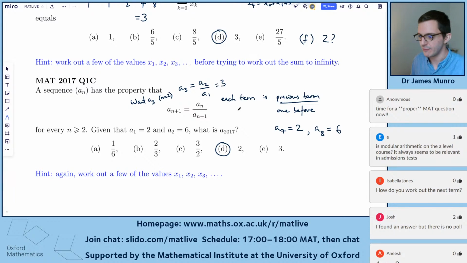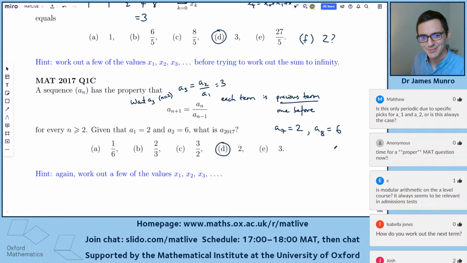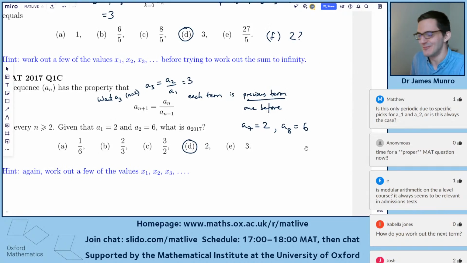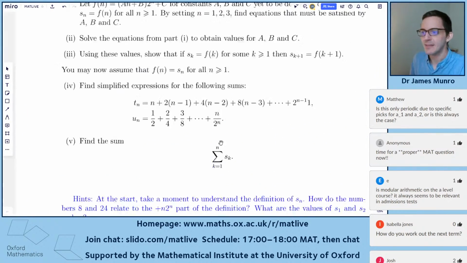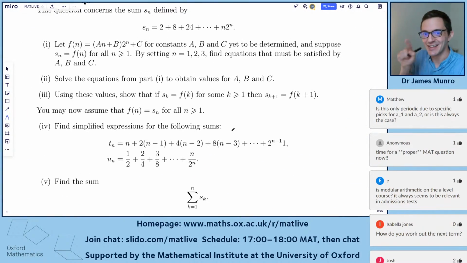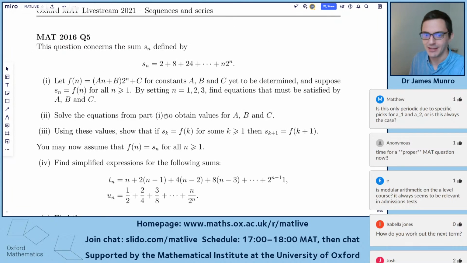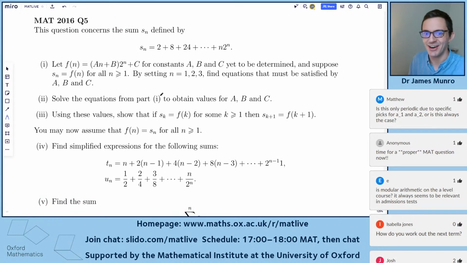Yeah, Matthew's got a great follow-up question, not here, but Matthew's follow-up question is, is this periodic for specific numbers, A1 and A2, or is this always the case? Great question, Matthew. Really brilliant. You should try it out with a general A and B at the start. That could be a warm-up question, to be honest. Yeah, I've got it in my notebook because it's something I wanted to try.